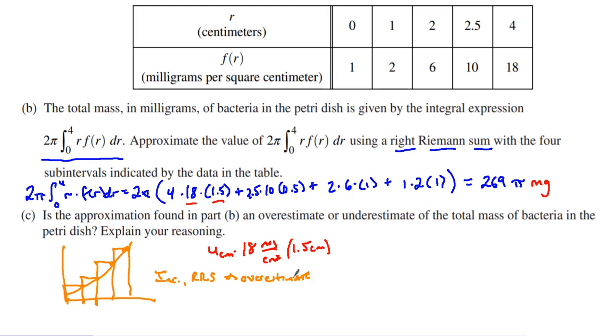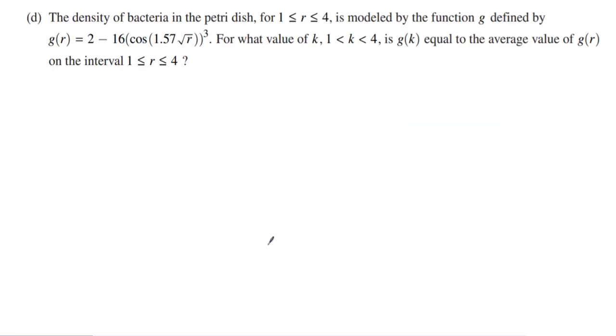Your explanation is you can draw a little picture here. You can sketch out your graph. You can also say that a right Riemann sum will always be an overestimate if the function is increasing and differentiable, of course. Okay. And then the last part, part D.